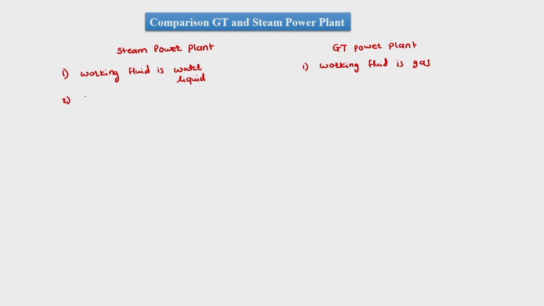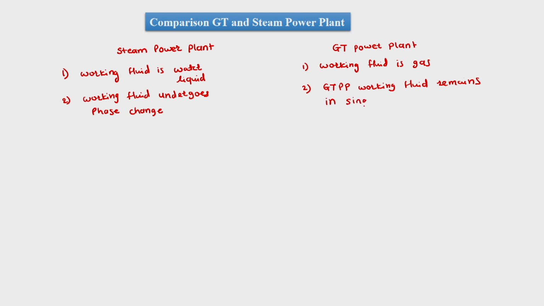Then in case of a steam power plant, the working fluid undergoes phase change, but in case of a gas turbine plant, the working fluid remains in a single phase. Here we mean that in the complete circuit of the plant, which comprises different components, only one phase of the working fluid is available.